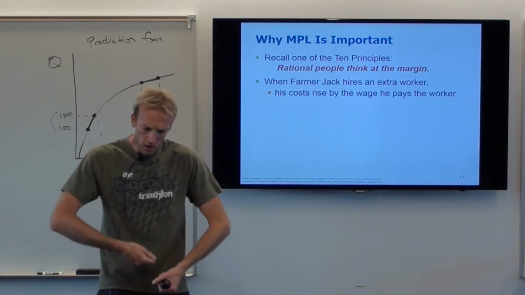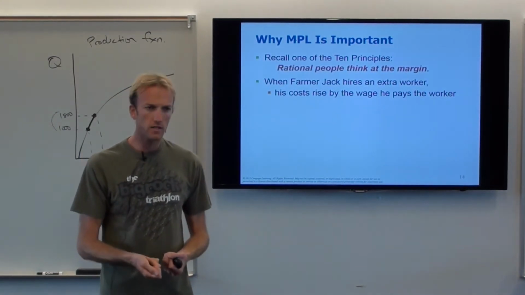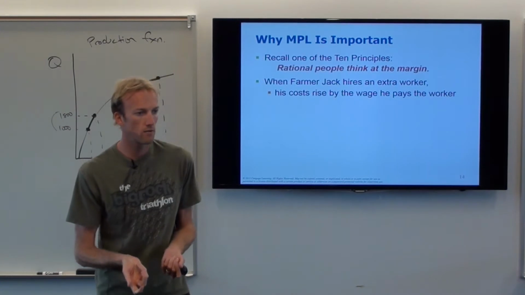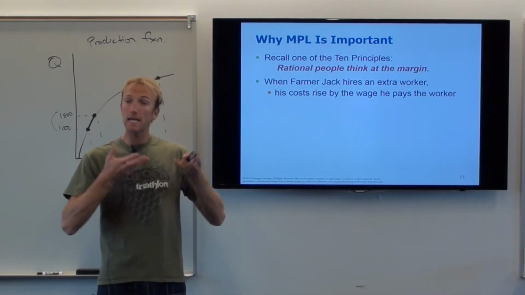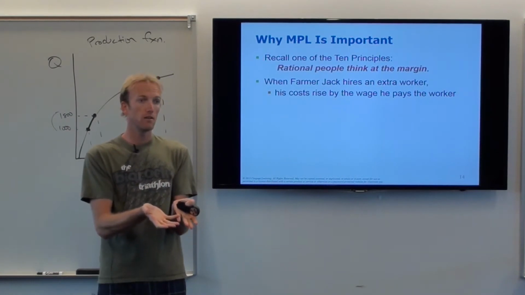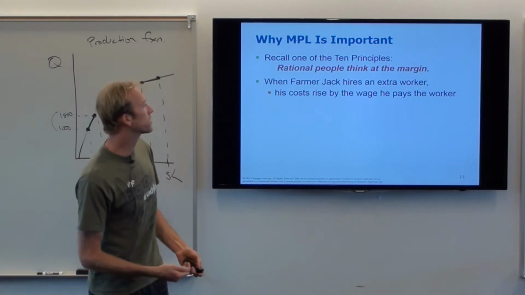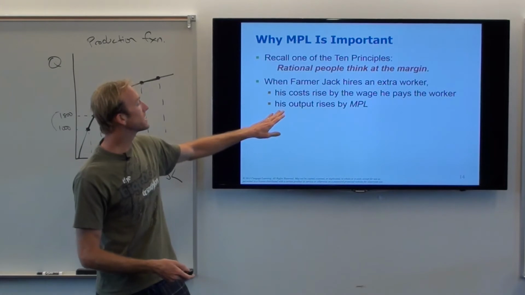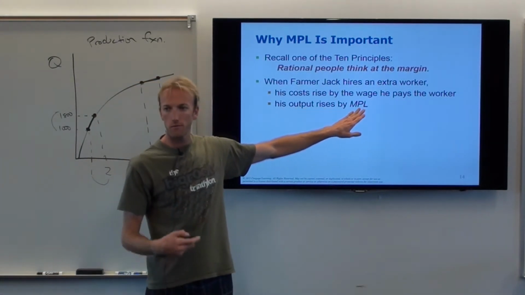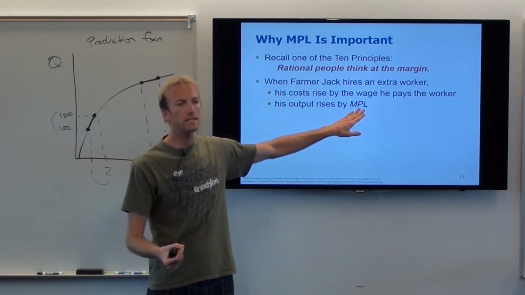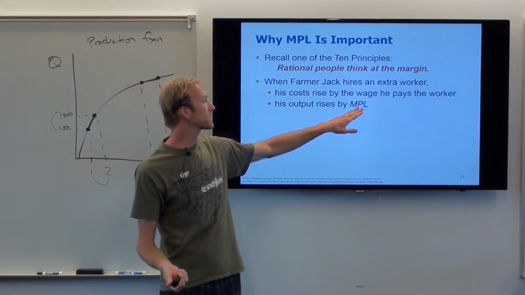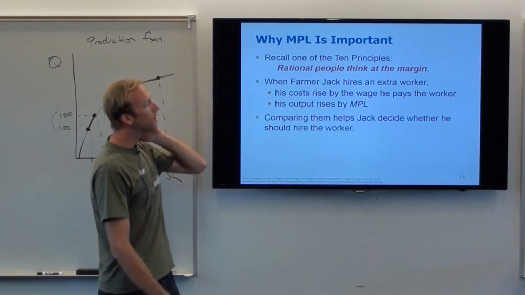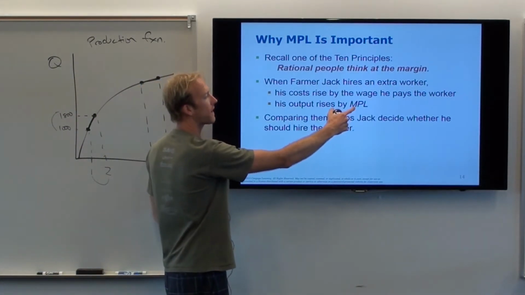When I hire one more worker, my costs go up by the wage, whatever the wage is, right? When I hire another worker, though, the other thing happens: I get more product to sell, right? So my revenues increase. Well, first he gets more wheat. And how much wheat does he get? He gets MPL, more wheat, more marginal product. And then that makes his revenue increase by the value of that.